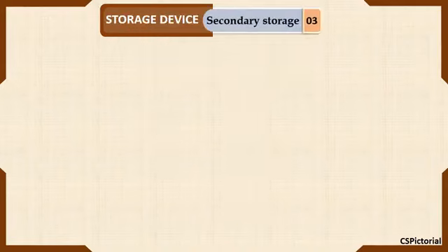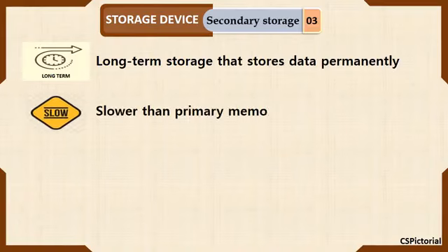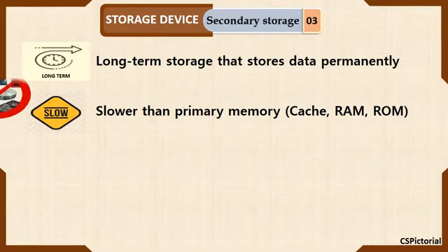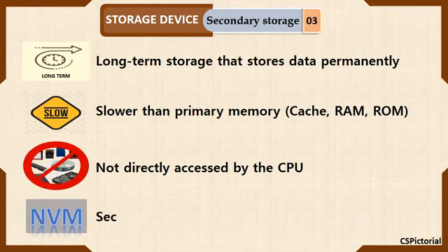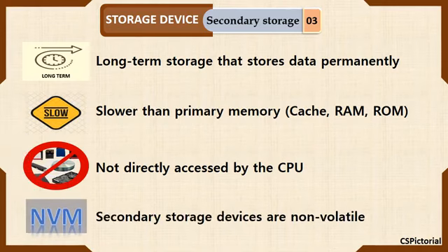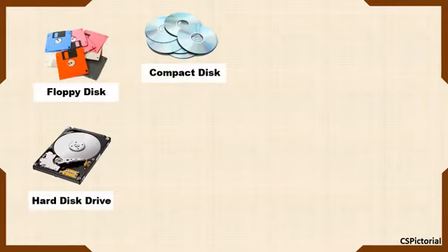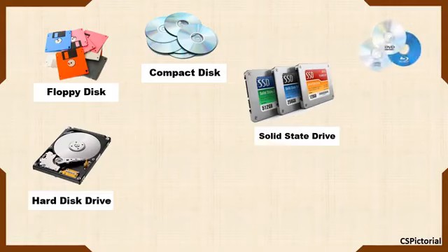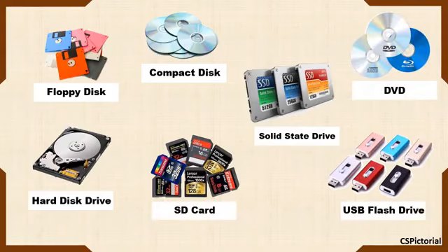The other type of memory is the external memory. These secondary storage devices are used for long-term storage of data. These are slower than internal memory, so they are not directly accessed by the CPU. These are some common secondary storage devices: the floppy disk, the CD, hard disk drive, SSD, DVD, USB flash drive, and SD card.